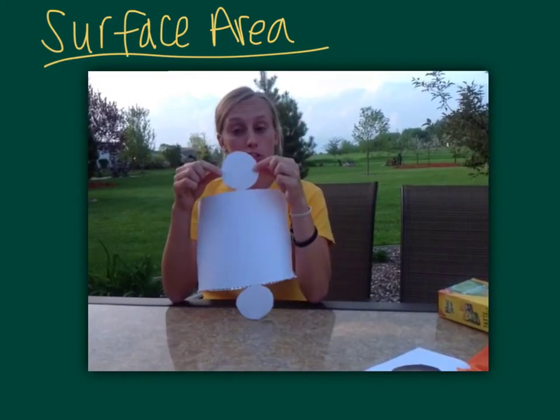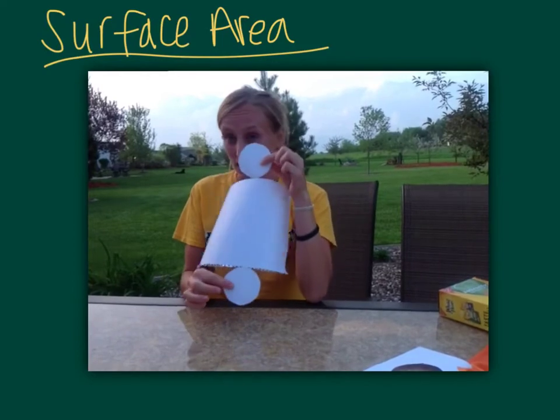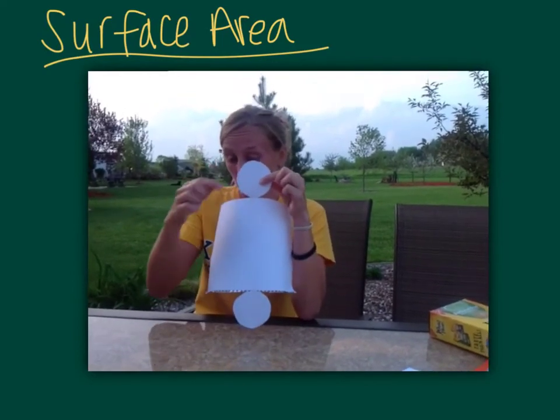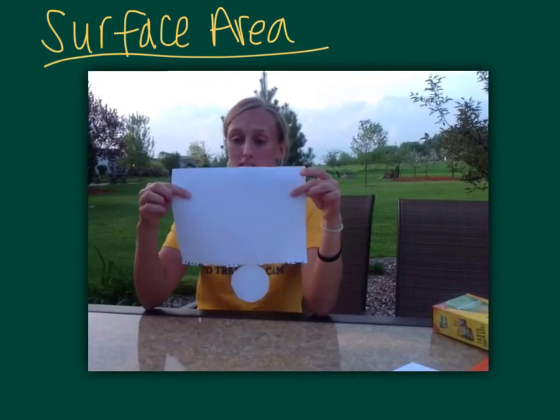Now the circles, those are going to be easy to find the area of. The area formula for a circle is pi r squared. So you can find the area of this circle. That's going to be the same as this one, so you can just double it. So once you find this one, you can double it to get both of those. Now this rectangular part is a little bit harder.